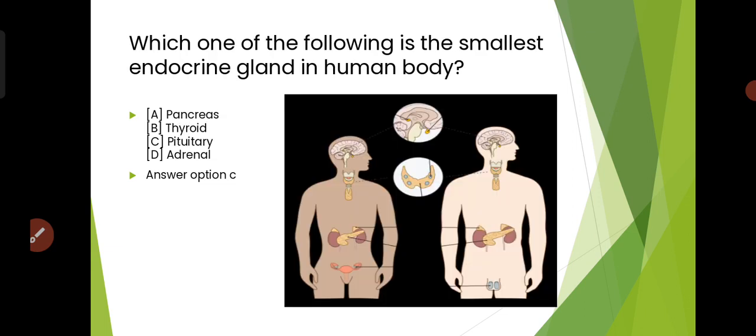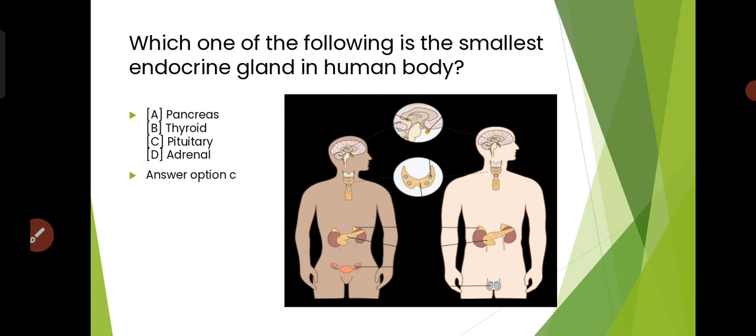Which one of the following is the smallest endocrine gland in human body? Your options are pancreas, thyroid, pituitary, or adrenal. In this question we have to determine the smallest. So the answer is option C, which is pituitary gland, and it is also called master gland as it secretes many essential hormones.